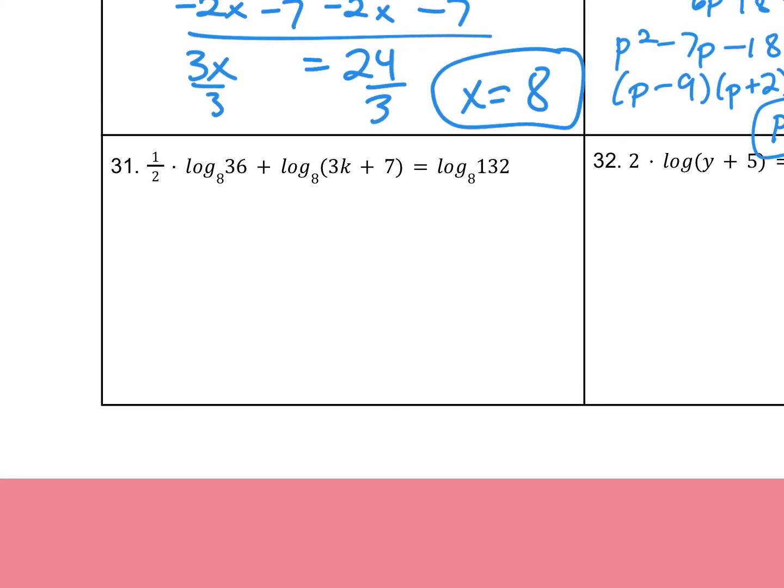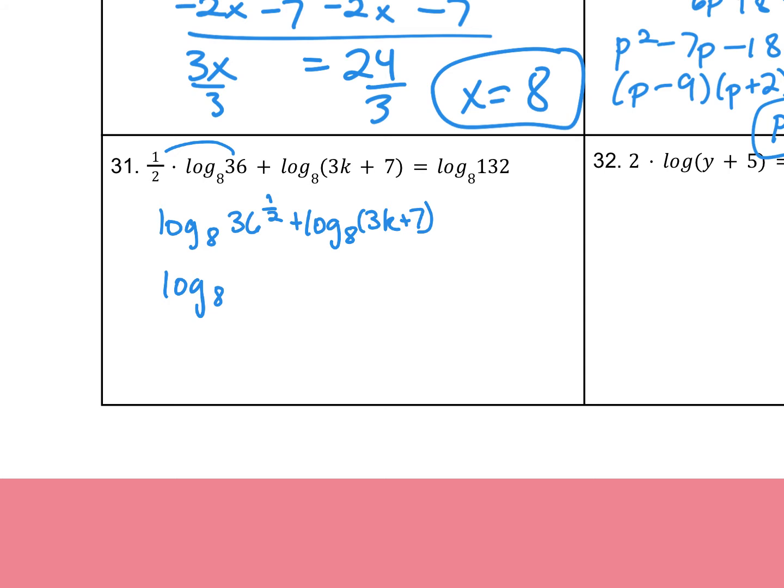Next up, number 31. So again, when we're solving these, we notice on this one we've got 2 logs on the left, 1 log on the right. So I can't have 2 on the left, I need to condense those. So I'm going to use what I know about condensing, which we just did, to solve this one. First things first, move the powers to the back. So log base 8 of 36 to the 1/2 plus log base 8 of 3k plus 7. Cool. 36 to the 1/2 power is 6, right? Square root of 36 is 6, so I can go ahead and combine these now.